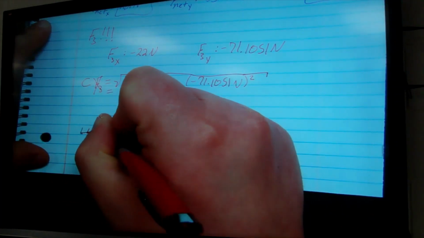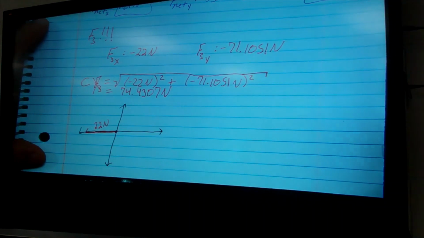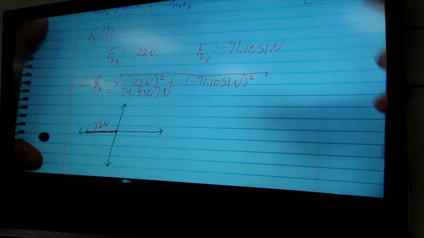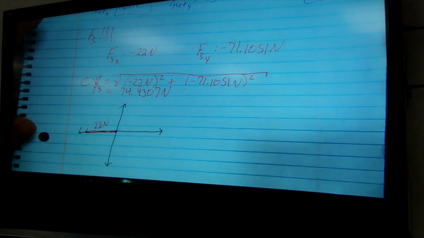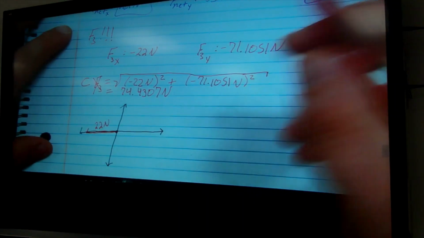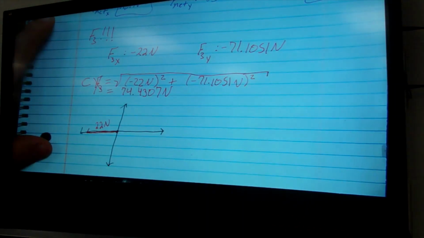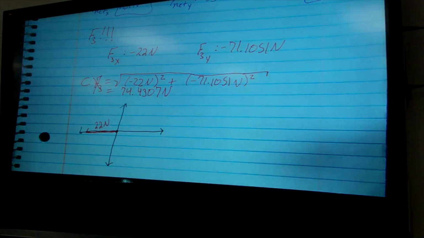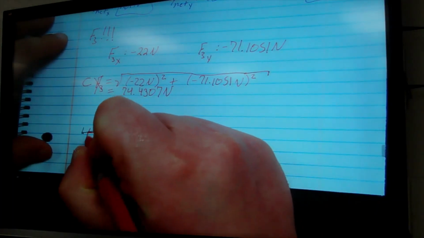How else are you going to get the angle? Are we just making a triangle, so we can find the hypotenuse, which you did? Now you're going to go down 71.1051 newtons, because that's the negative direction for y.